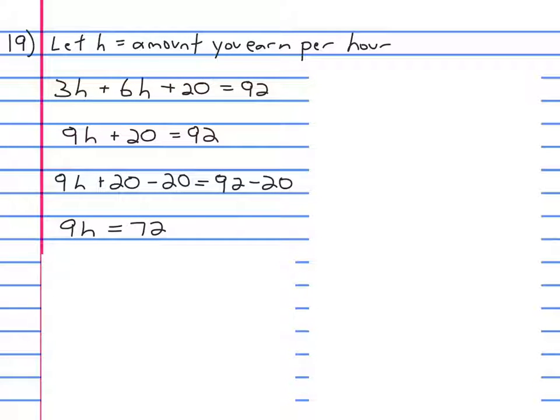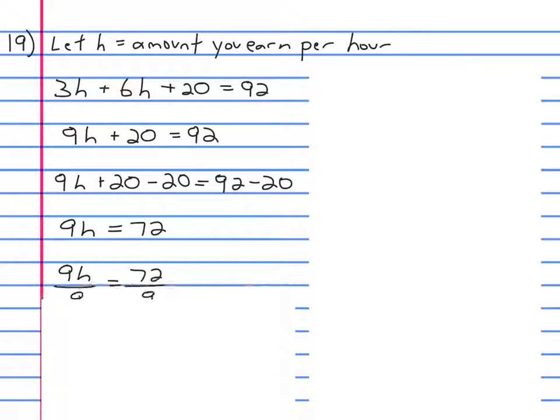What's happening to H? H is being multiplied by 9. So the inverse operation of times 9 is divided by 9. And we divide both sides by 9. This becomes then 9 over 9H. And 9 over 9 is 1. 1H we write as just H. And 72 divided by 9 is 8.